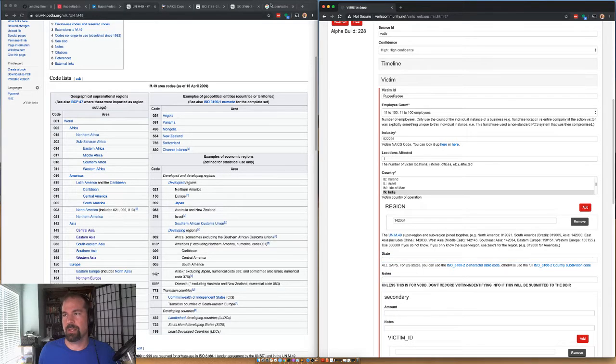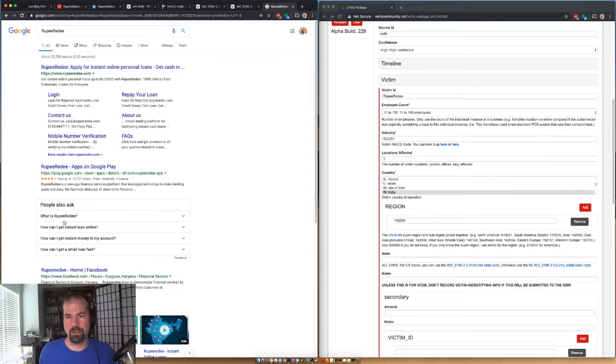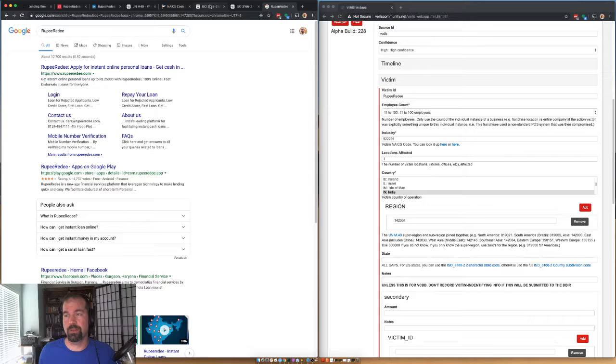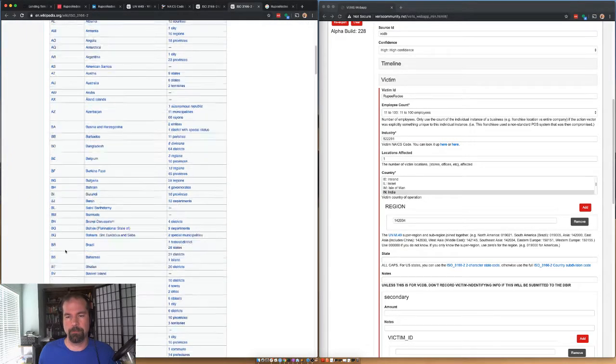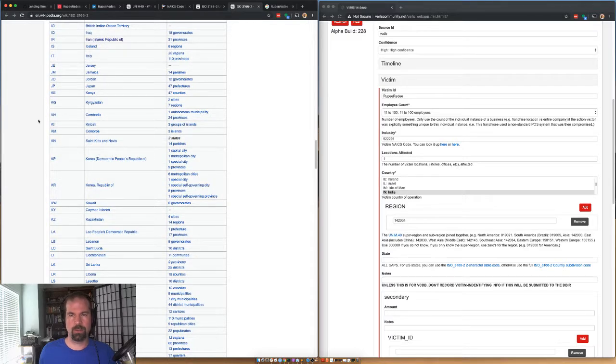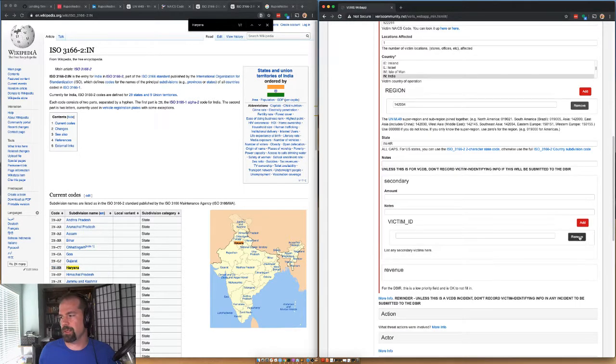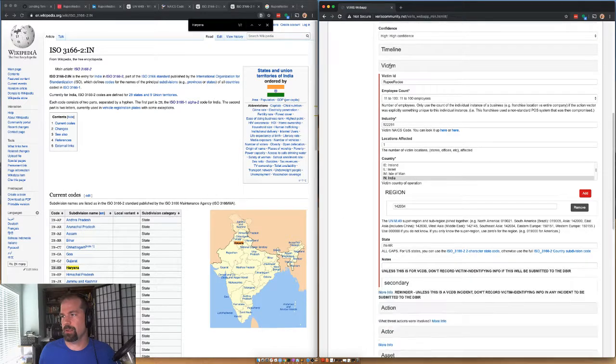State, they actually had a state here, I think. It was here. Is this a state in India? My geography is not as good as I would like it to be. So let's go find India in our list, and we'll see, is this in here? It is. This is a state in India. So IN-HR is our state. Secondary, there were no secondary victims, so we'll skip it, and that gets us through the victim section.